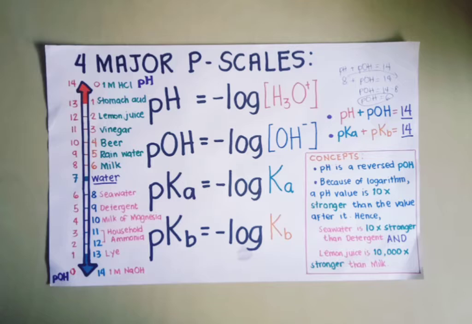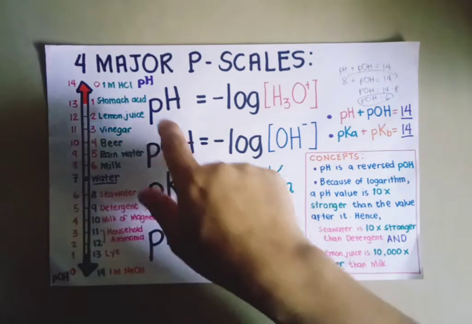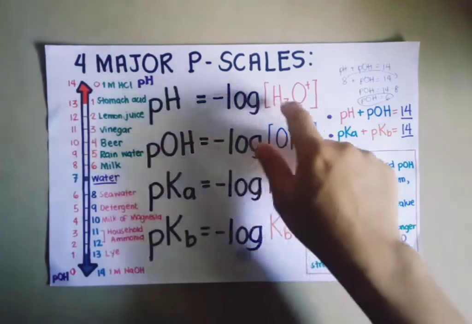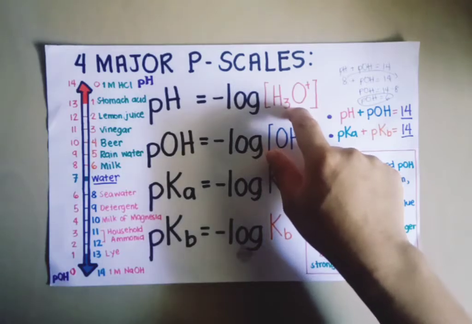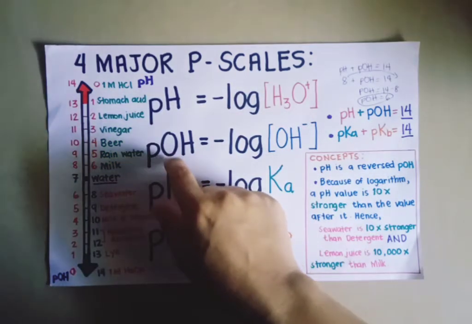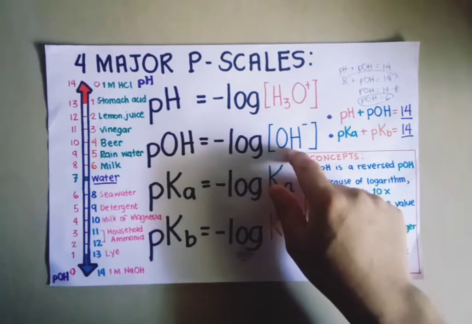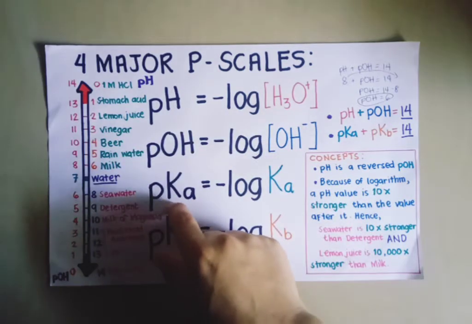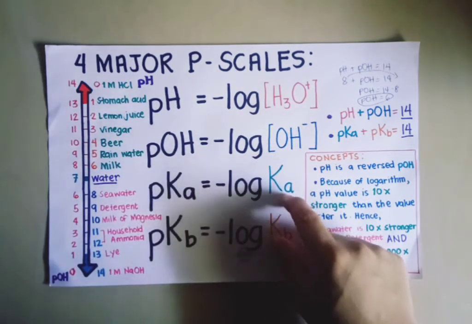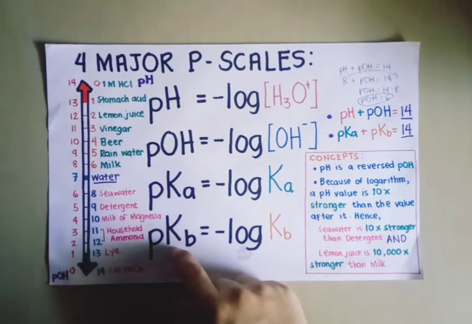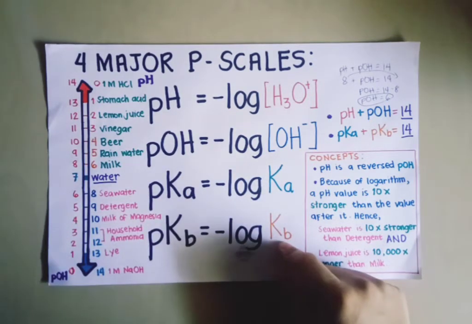Hi, good day. So in our past discussion, we learned the mathematical concept behind the p-scales. We learned that p-scale is just the negative logarithm, or the decimal cologarithm, of the thing that it describes. Also, we learned that pH is associated with hydronium ion or hydrogen ion concentration. pOH is associated with hydroxide ion concentration. pKa is associated with the dissociation constant for acid, and pKb is associated with the dissociation constant for base.